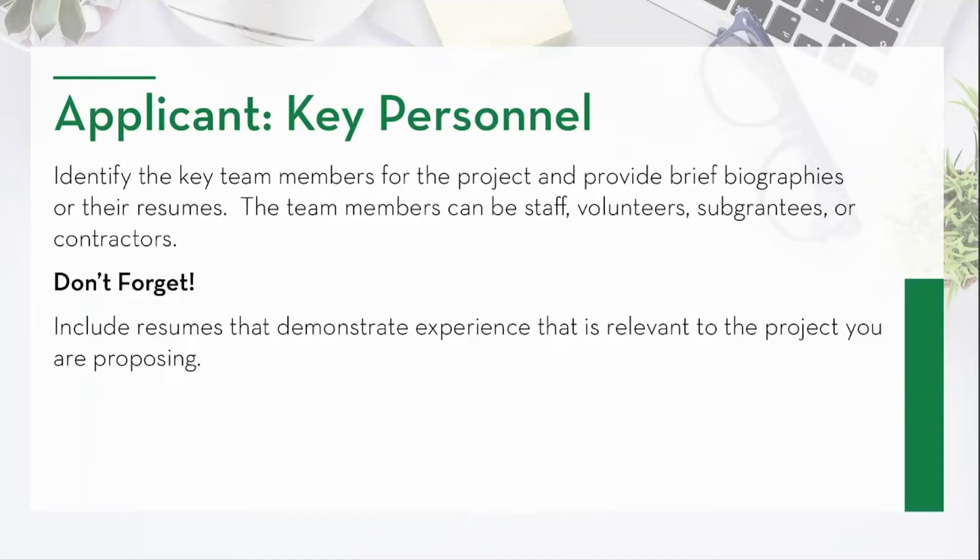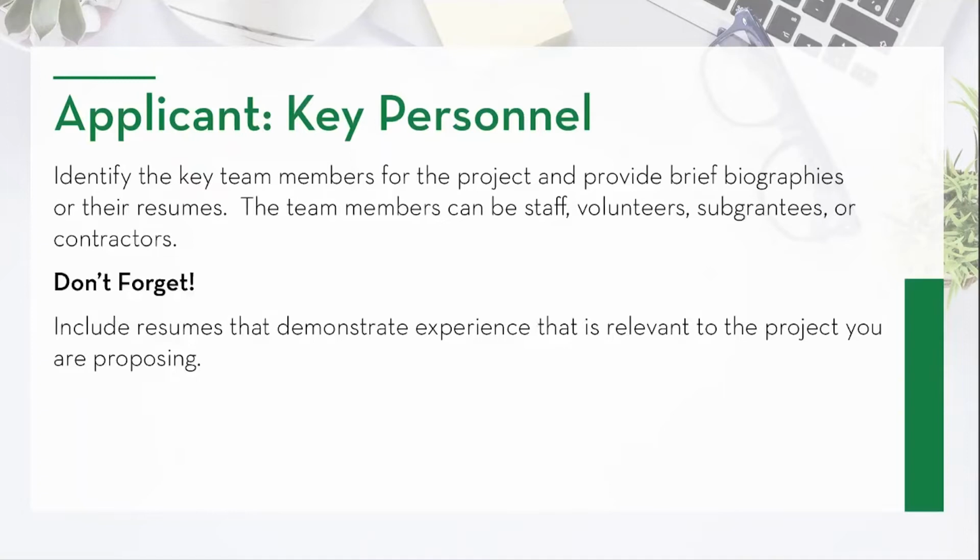After applicant organization, the DOEE RFA asks you to identify the key team members for the project and provide brief biographies or their resumes. The team members can be staff, volunteers, subgrantees, or contractors. And don't forget, include resumes that demonstrate experience that is relevant to the project you are proposing.